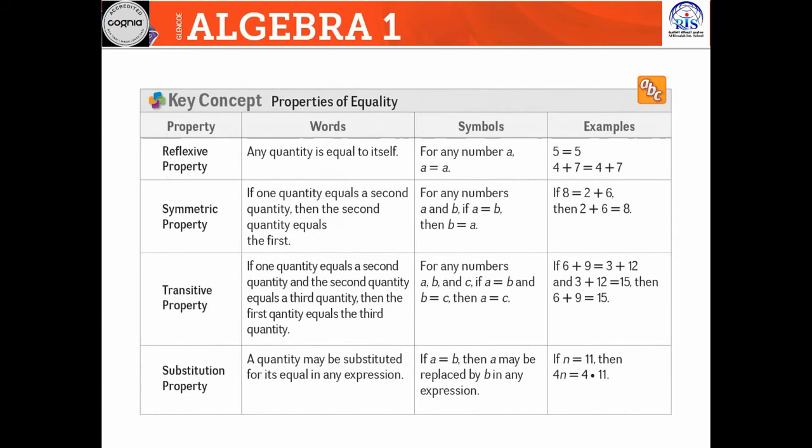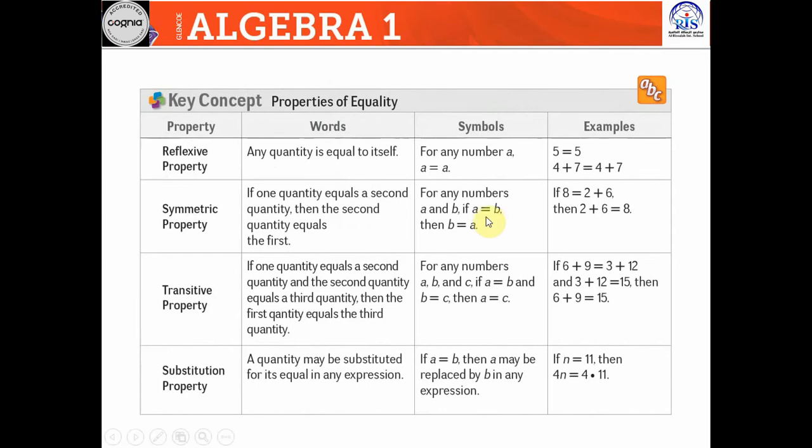Properties of equality. We have many properties. First, as you see in this table, we have the reflexive property. What's the meaning of reflexive property? Reflexive property means each value, meaning variable or number, equals itself. Like here, A equals A, 5 equals 5, 4 plus 7 equals 4 plus 7. This means, boys, the left side and the right side must be the same. They must be identical.